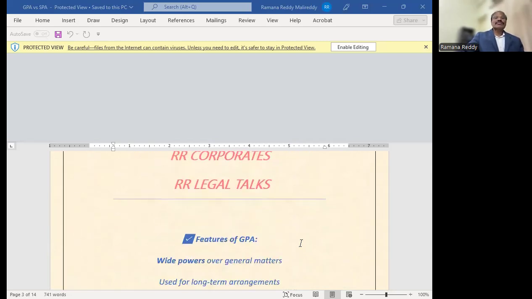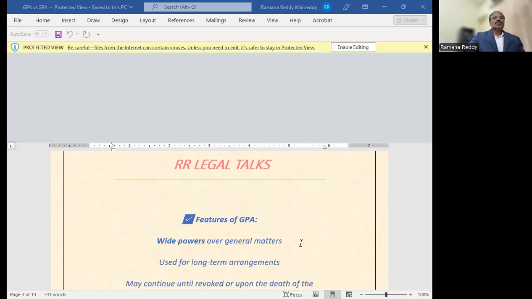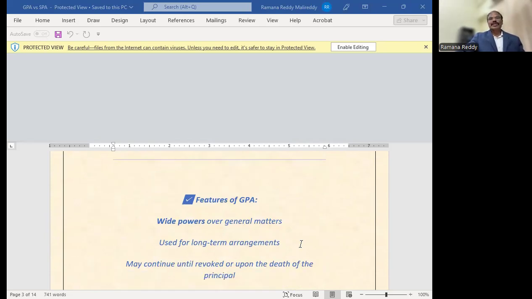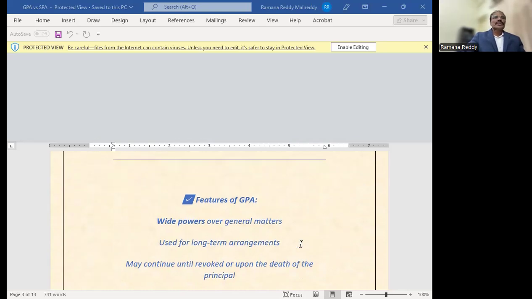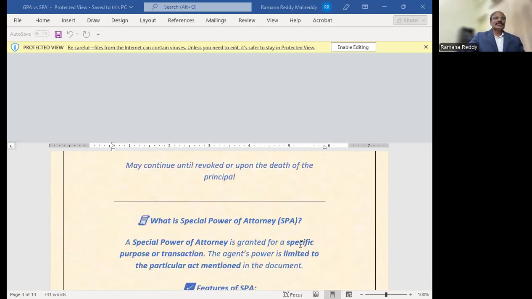And I'll also explain the features of GPA. It has wide powers over general matters and is used for long-term arrangements. So how long does this GPA continue? It may continue until revoked, or upon the death of the principal. So what is the special power of attorney?